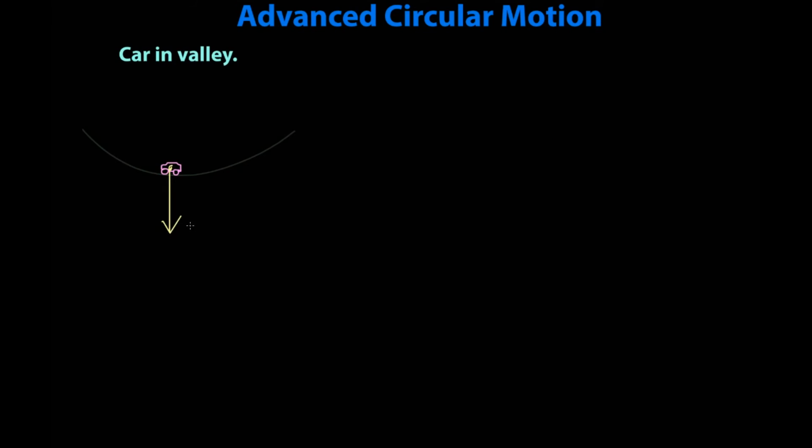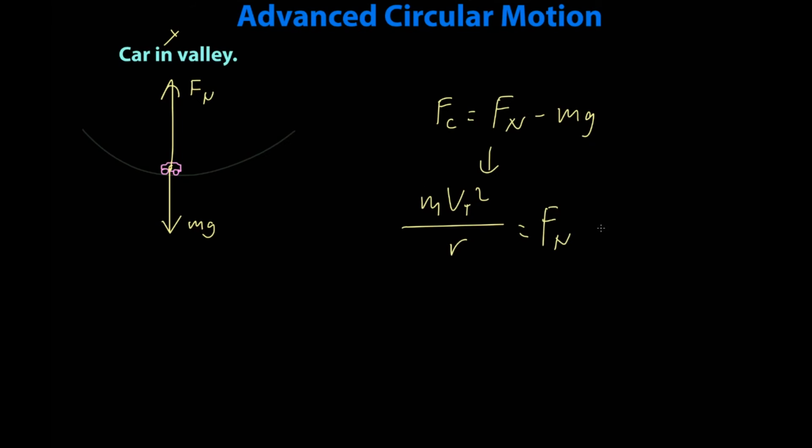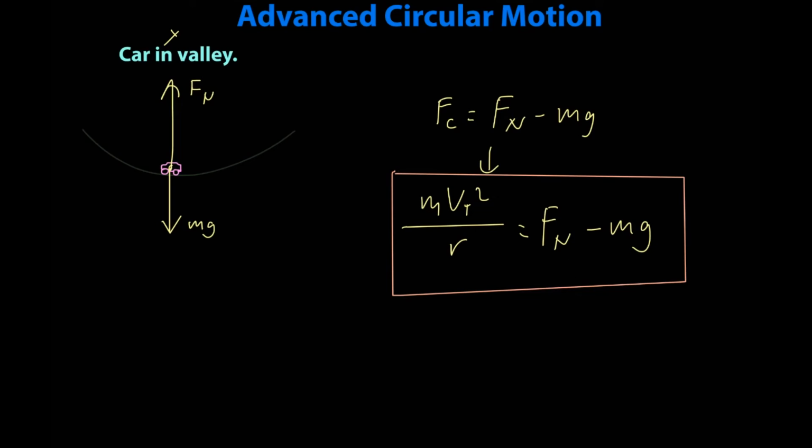Next up, car in valley. I have force Earth, which is mg. I have force normal, which is going to be larger than mg because the center of your circle is somewhere around here, and you need a net force toward the center of your circular path. Fc equals, in this case, force normal minus mg. Mvt squared over r equals force normal minus mg. Again, you are very commonly asked to find force normal here.